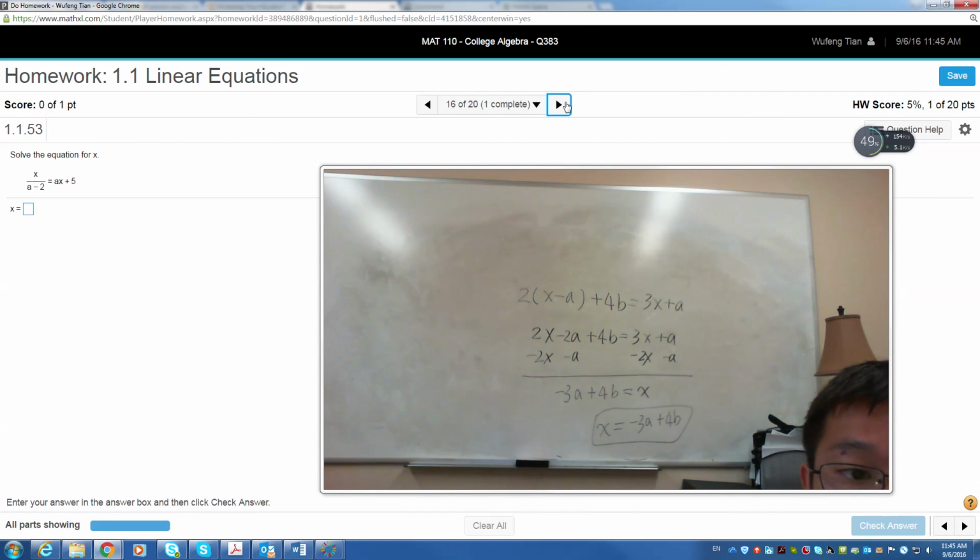Well, it's the same thing. You multiply both sides by a minus 2, and you have to FOIL this out and simplify to isolate the x.